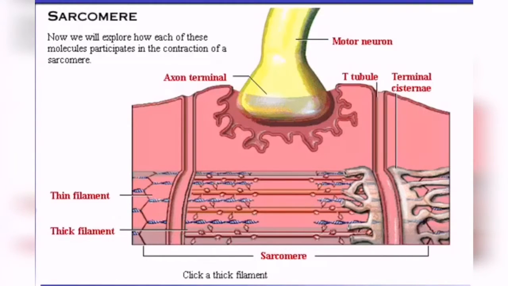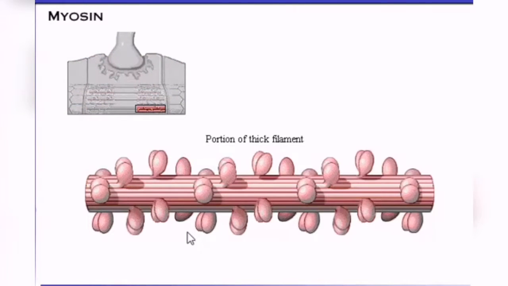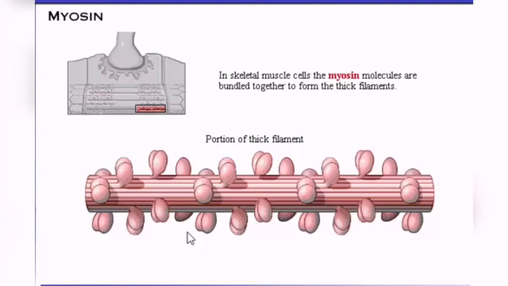Click a thick filament to examine its structure. The first molecule we will look at is the protein myosin. In skeletal muscle cells, the myosin molecules are bundled together to form the thick filaments. Click the thick filament to see an individual myosin molecule.